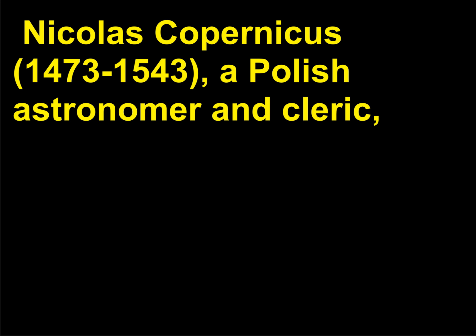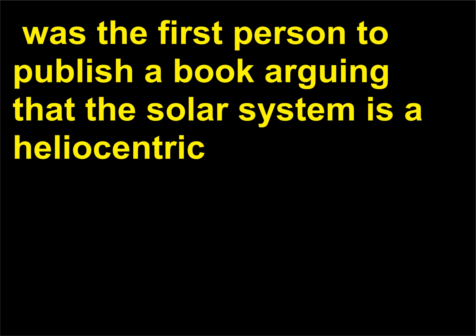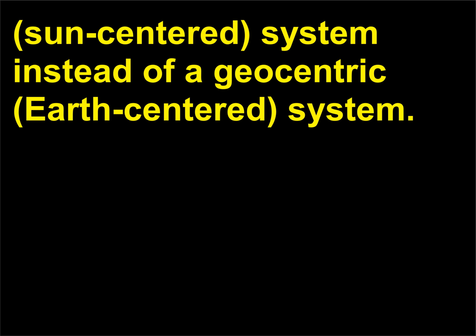Nicholas Copernicus, 1473-1543, a Polish astronomer and cleric, was the first person to publish a book arguing that the solar system is a heliocentric, sun-centered, system instead of a geocentric, earth-centered, system.